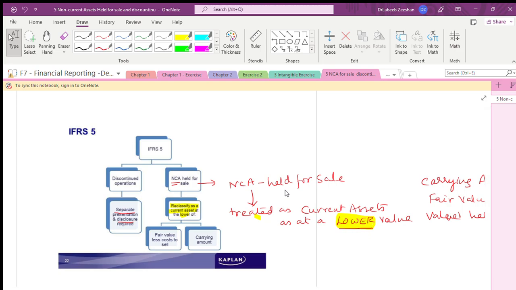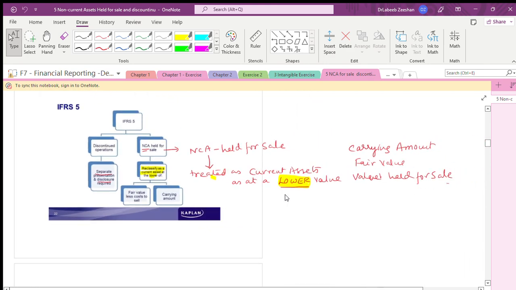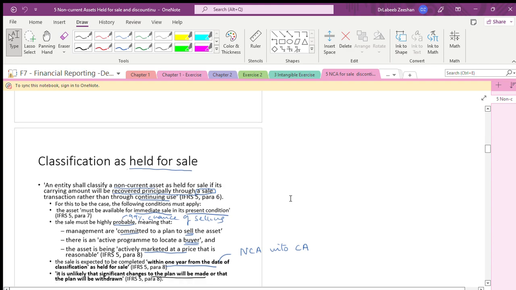Discontinued operations need separate presentation. Non-current assets held for sale, you have to reclassify as current assets. Is it right? Somewhere you have done it, we have to sell it off within 12 months. There was some condition there. If you remember, is it?